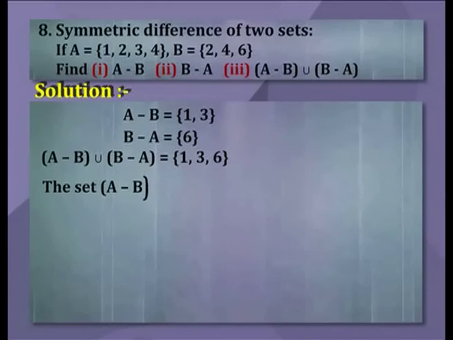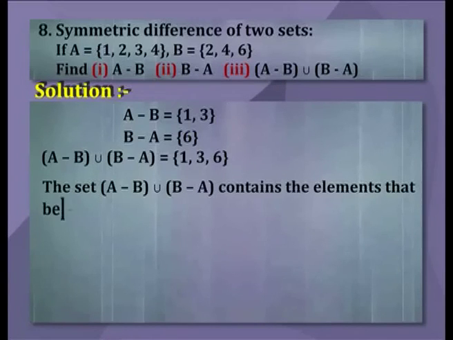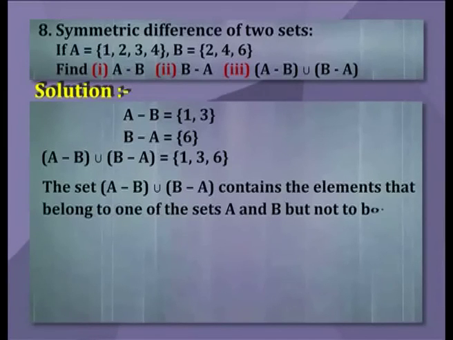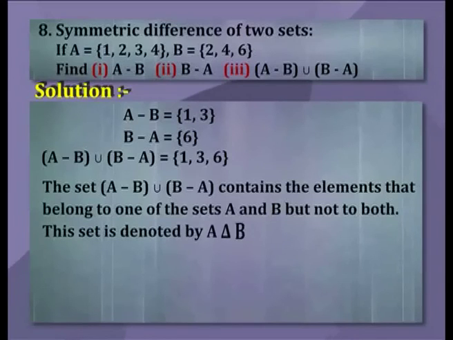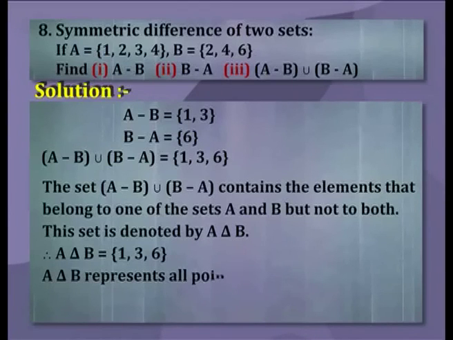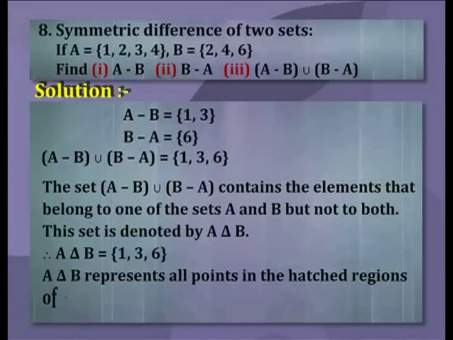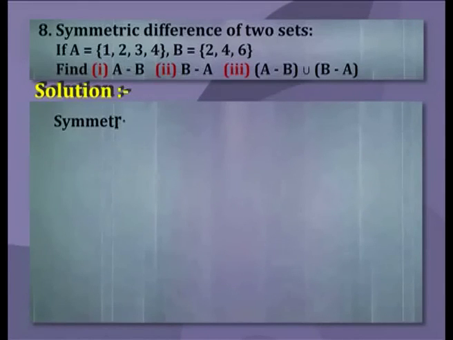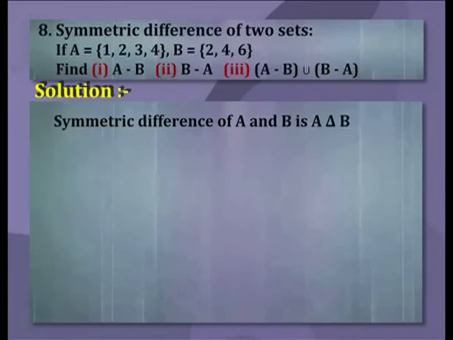The set (A minus B) union (B minus A) contains the elements that belong to one of the sets A and B but not both. This is denoted as A delta B. Therefore, A delta B is equal to the set {1, 3, 6}. A delta B represents all the points in the hatched regions of A and B. Symmetric difference of A and B is A delta B, which is equal to (A minus B) union (B minus A).